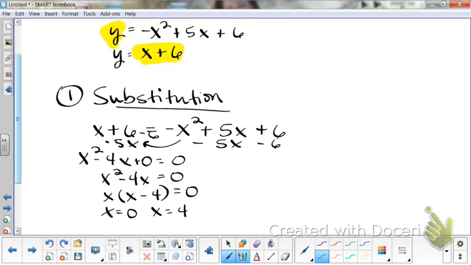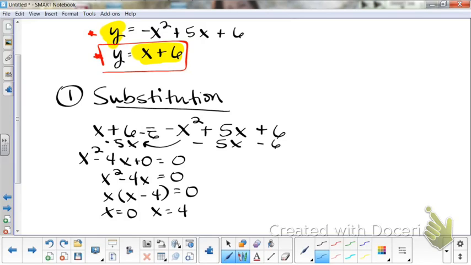Now keep in mind, you just found x values. You didn't find the points where the line and the quadratic cross. In the past, we've been solving quadratics for x-intercepts, but in this case, I have two equations. I'm looking for where they cross. So to find that, I can pick either one of my two original equations and plug in. This one sure looks simple, so I'm going to plug into that one.